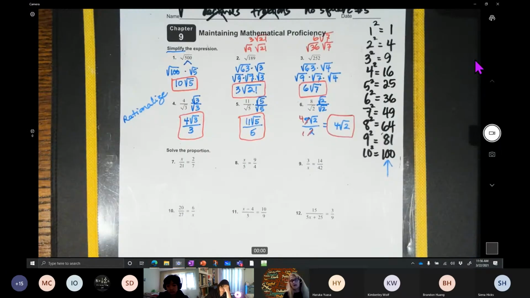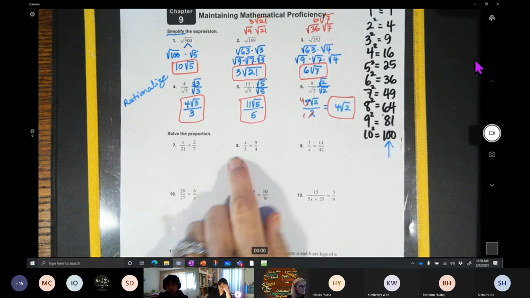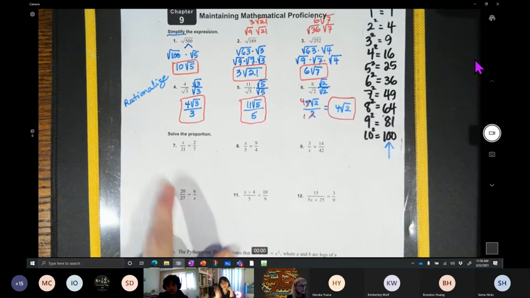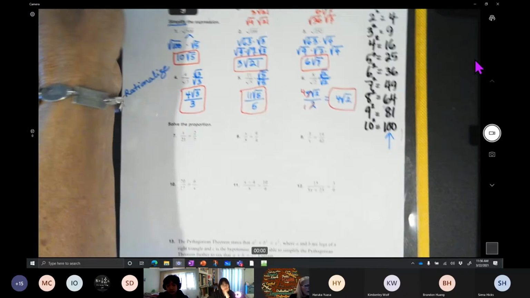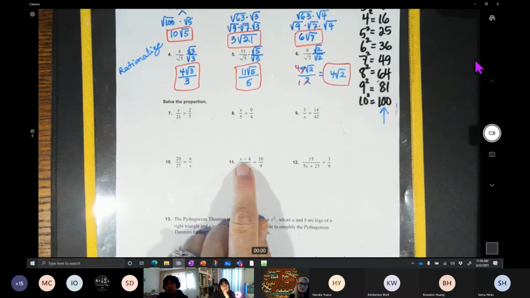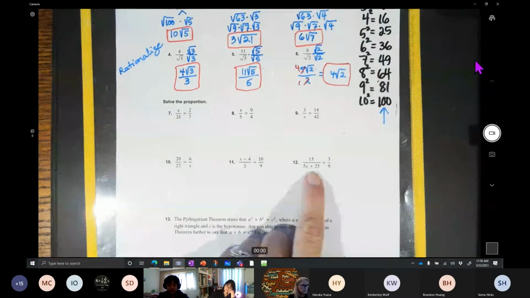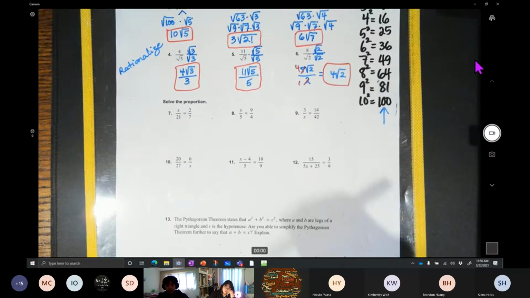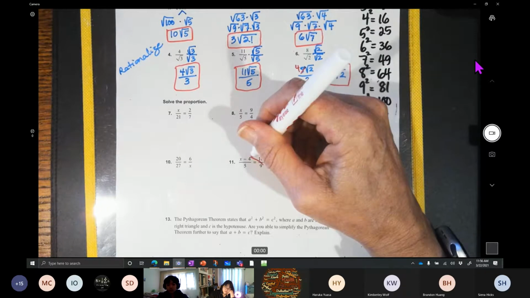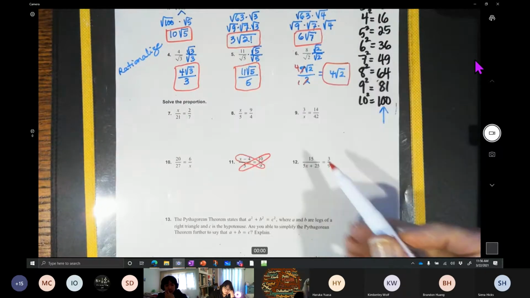Okay, so you guys, this second part, I know you already know how to do because you just did it in chapter 8 quite a bit, especially these single proportions. You just do your cross product. But on these two down here, when you have something like a binomial with 2 terms, x minus 4 or 5x plus 25, you have to do the cross product. And I just wanted to remind you that each one of these is a whole number.